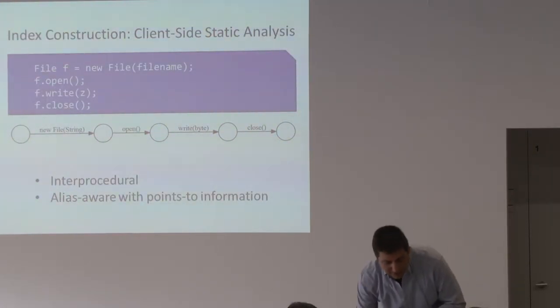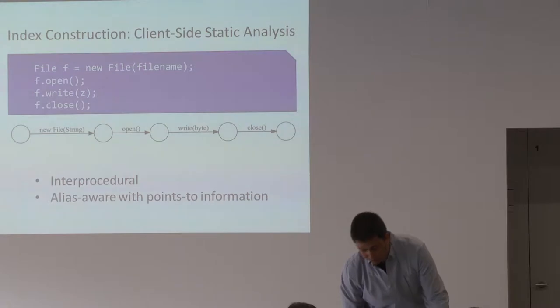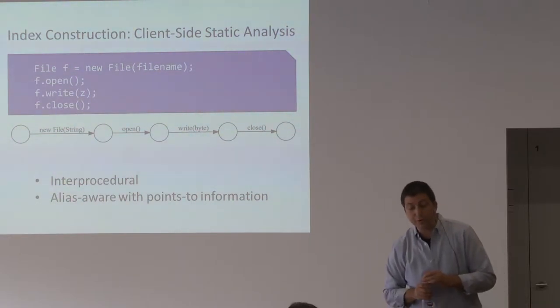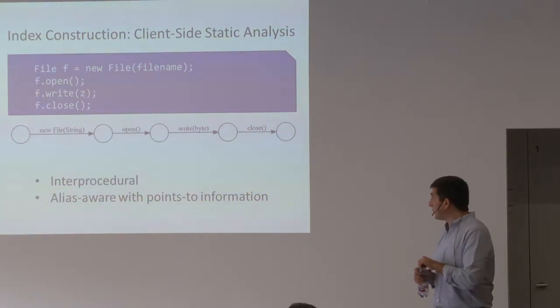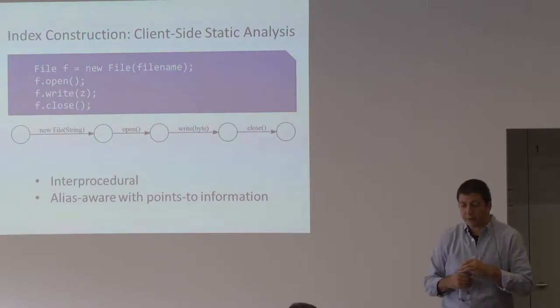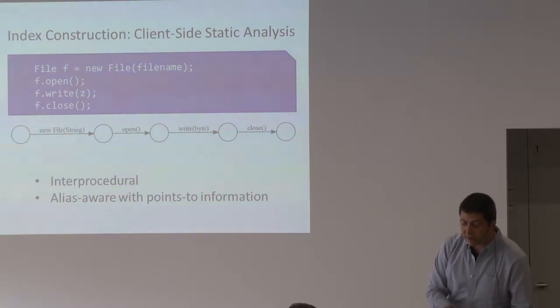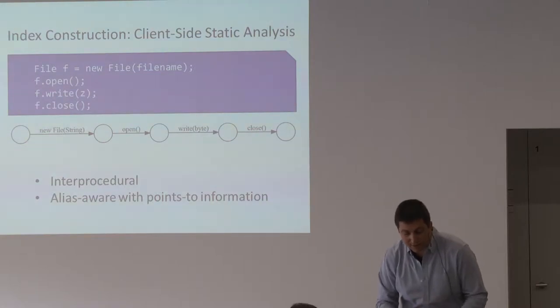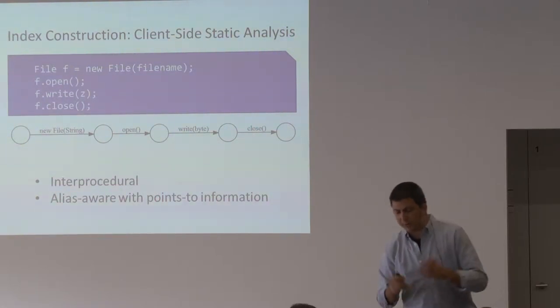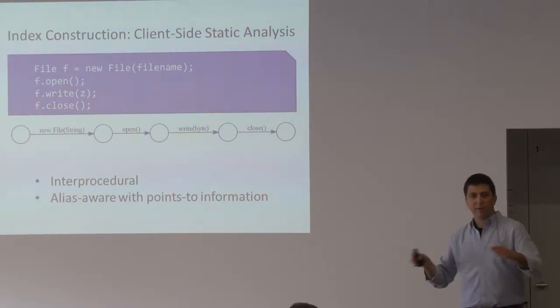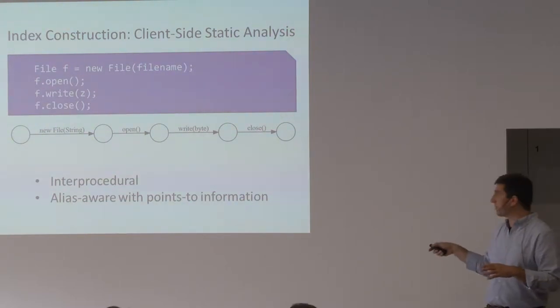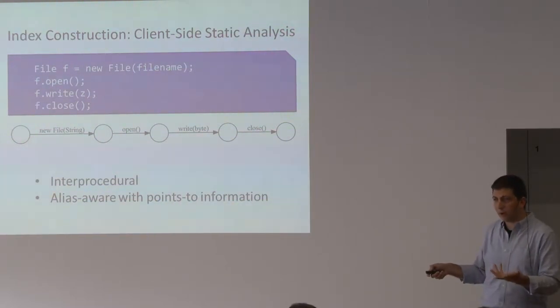Okay, so how are you going to actually do this? So this was all just the representation, and what I should show you now is how to actually do that. We're going to use this representation to do client-side static analysis, and it's going to be interprocedural, alias-aware, with points-to information, all the things that we're not going to care about much here. I'm just going to give you the intuition again for how this works.